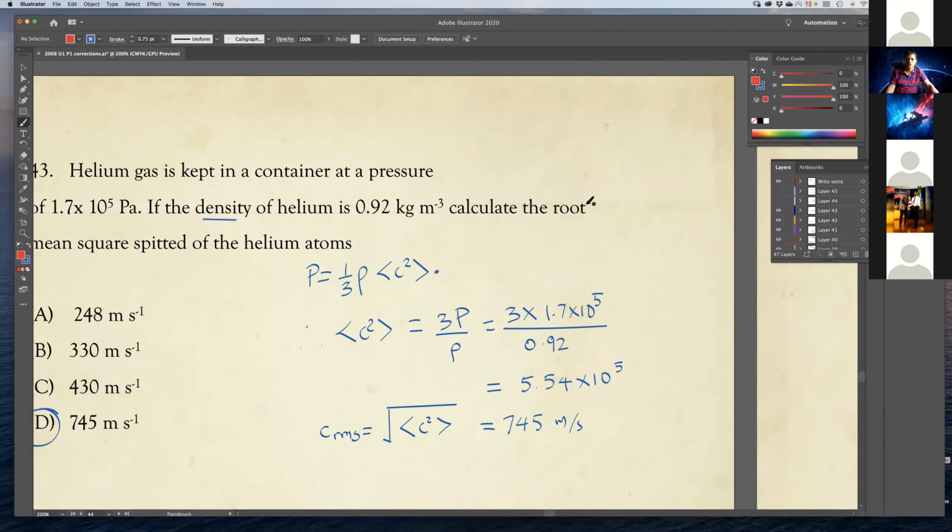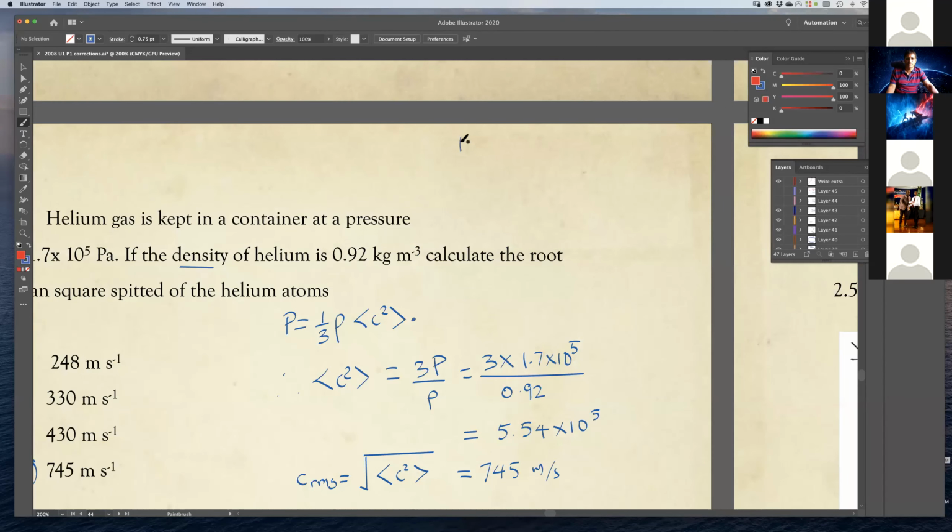Everybody knows this form of the equation, PV is equal to 1/3 N NA m C squared. Everybody knows this? Well, this is a fact that you have to know, right? Now, what is N NA? The number of moles times Avogadro's number, the product of N and NA, is really the number of molecules N. This is the number of molecules in the gas.